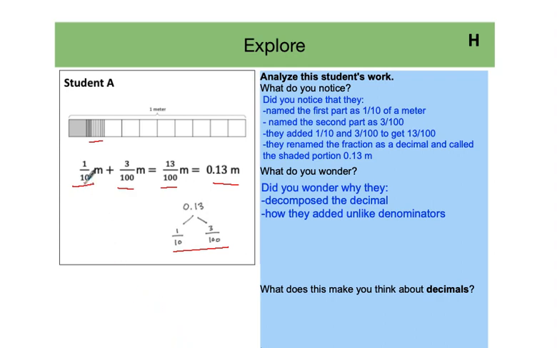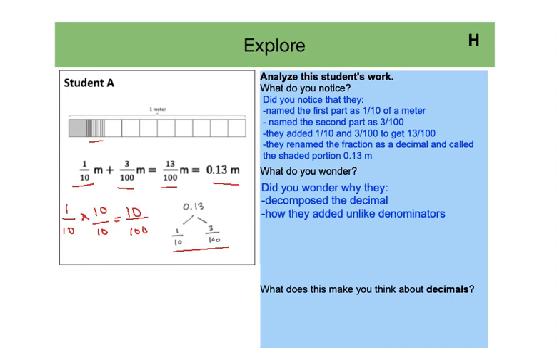So you see here that we don't see that step from the previous student. Remember how we can't add fractions with unlike denominators. So we would usually write the step of 1/10 times 10/10 so that we can get that denominator to be 100, and we get that numerator to be 10. So if we add 10 hundredths plus 3 hundredths, we get 13 hundredths.